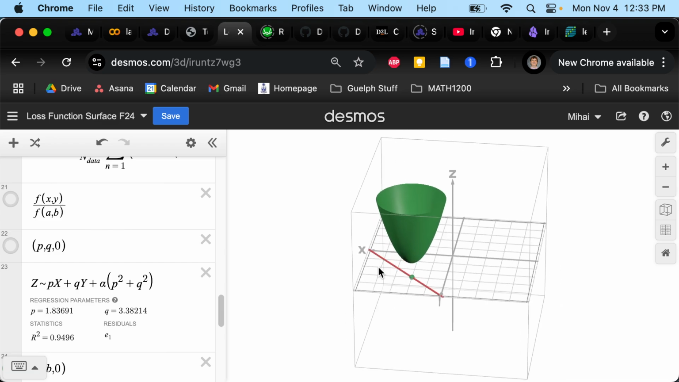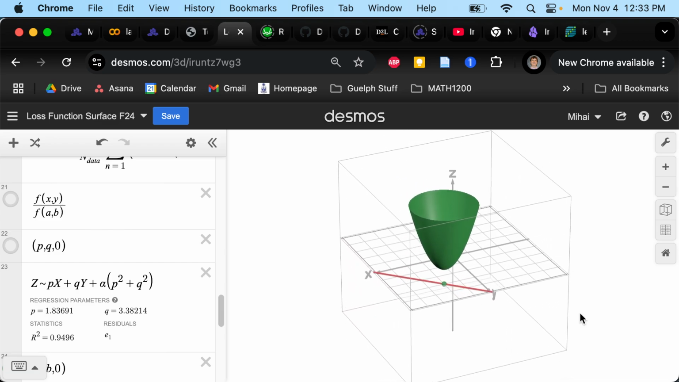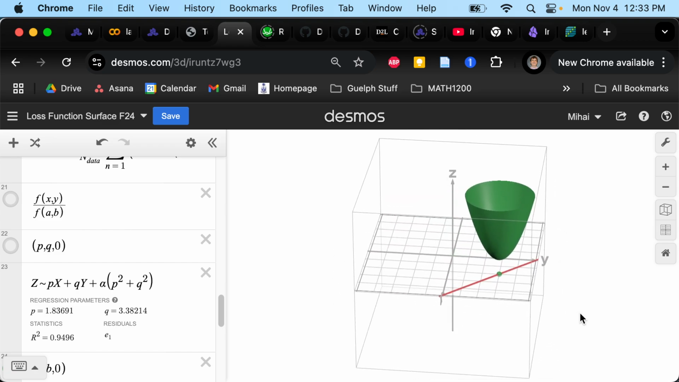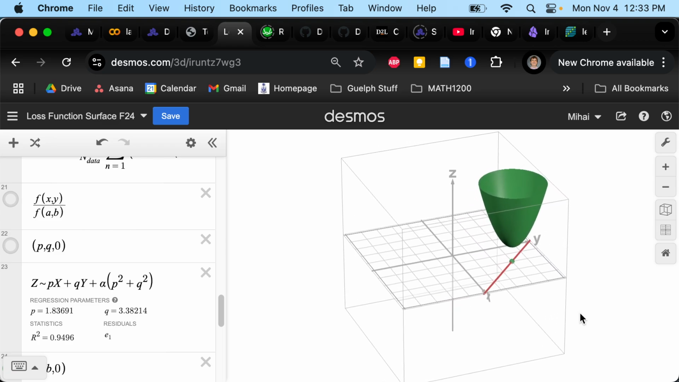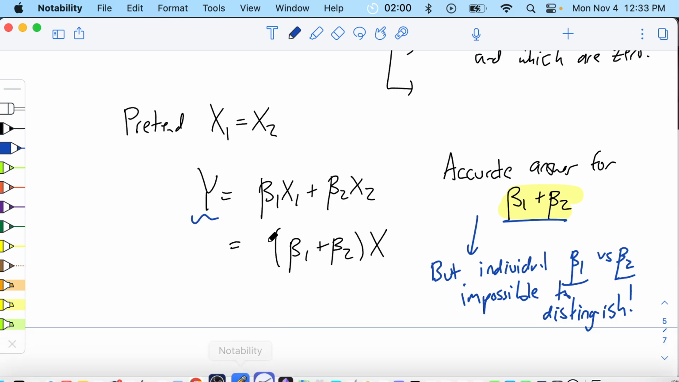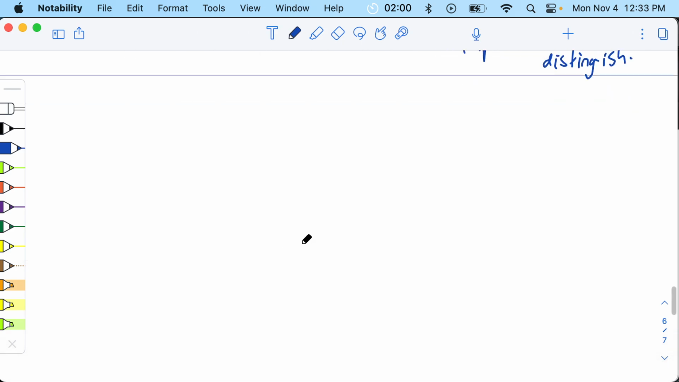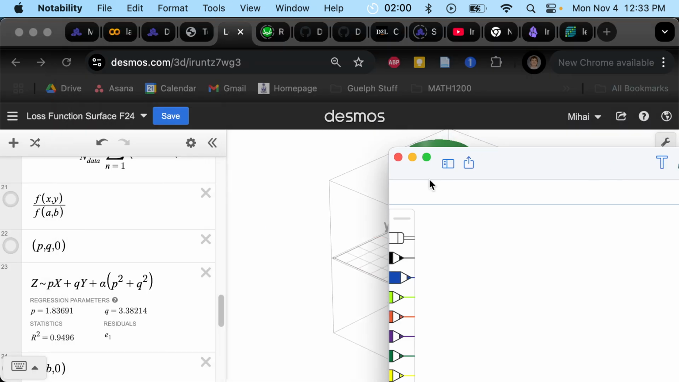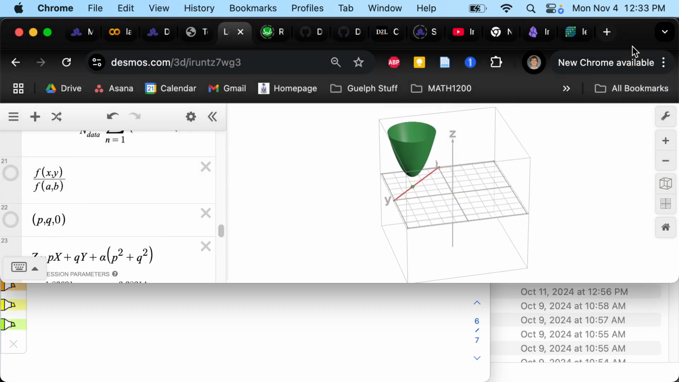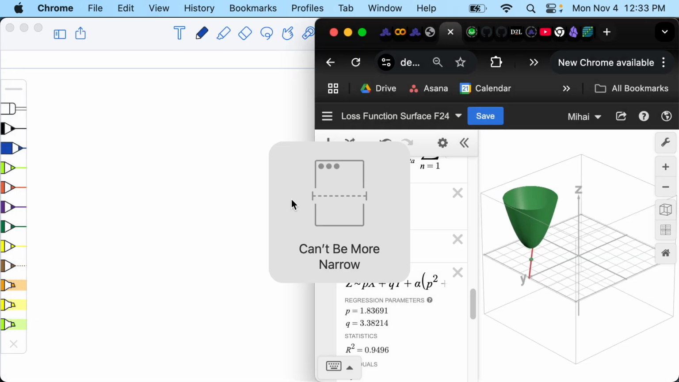What is this surface? You should recognize this is a quadratic surface. So the x and the y plane here represent my two coefficients, beta 1 and beta 2. So here is a model. This is the 3D Desmos graph. Let's have it spinning on the side while I write. Can I make this go over here? Go live over here. Okay, great.